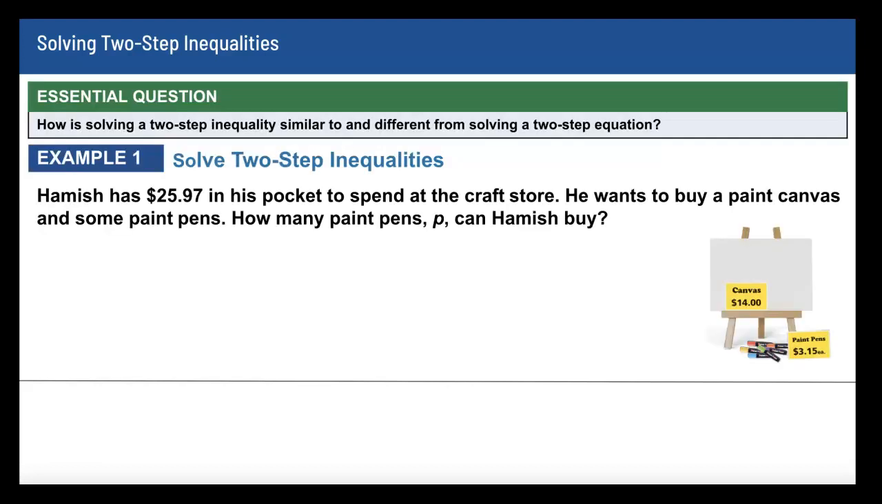Our essential question for you to write in your notes is, how is solving a two-step inequality similar to and different from solving a two-step equation? Let's take a look with our first example.